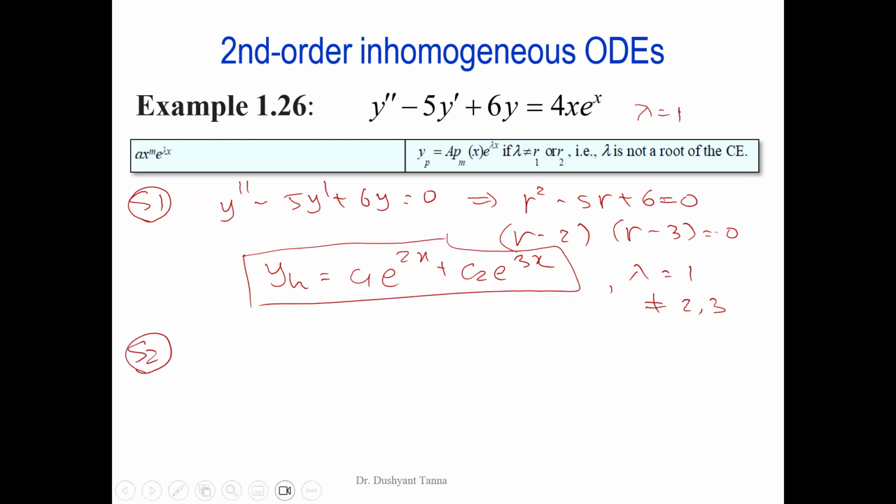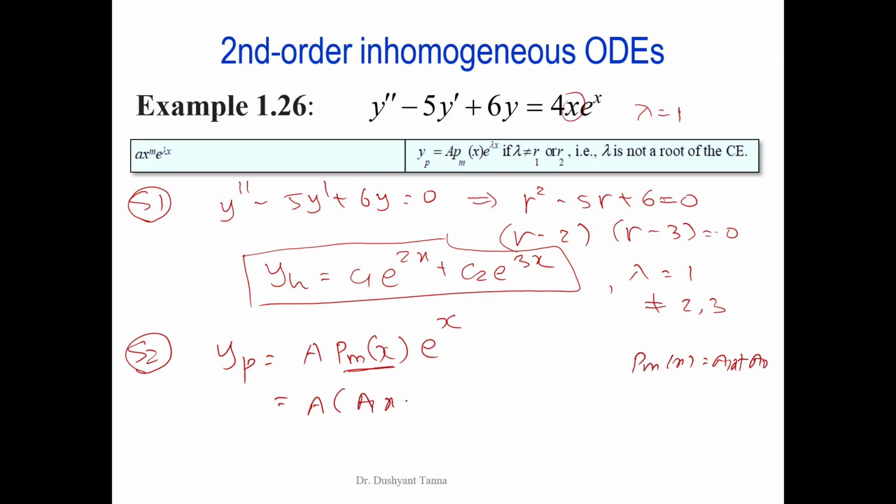Step 2. If you simply write, our yp is Pm(x), a polynomial of x, times e raised to lambda x, which is e raised to x. Now, Pm is, as I just mentioned, a polynomial in x, depending on what you have here. You have x here, so you could write your Pm(x) as a1x plus a0. So let's write it: (a1x plus a0) times e raised to x.